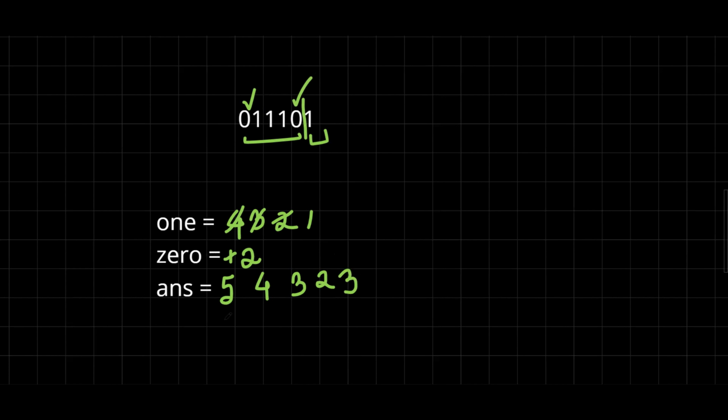Now we have to calculate the maximum among all of these answers. So here the maximum is 5. That means if we divide the string at this position, it will give us the maximum answer according to the problem statement. So that's it. This is the brute force approach to solve this problem. I hope you understood the algorithm. Now let's move on to the code.